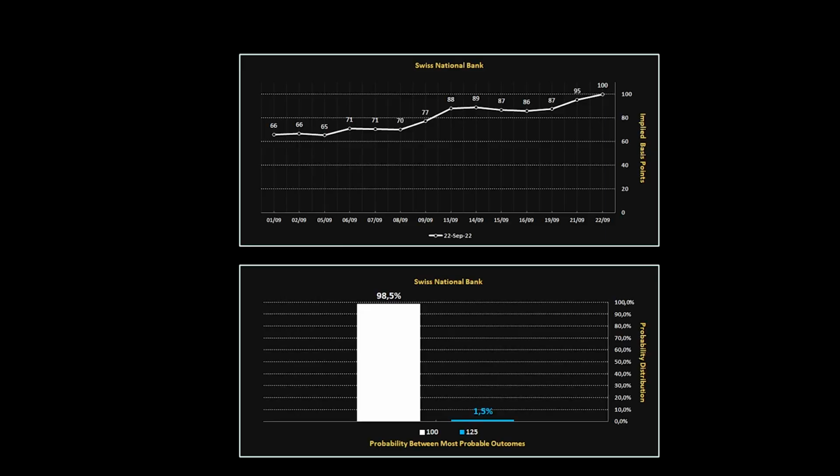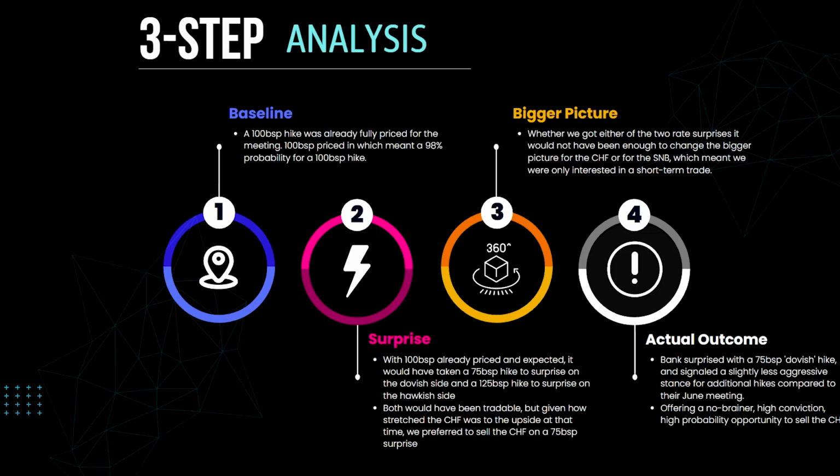Taking a look at the money market data, we can see that going into the meeting, the market was getting more and more aggressive in their expectations, pricing in 66 basis points of tightening at the start of September and moving higher and higher all the way up to 100 basis points on the day of the meeting. Now at 100 basis points, it meant that money markets were placing around a 99% chance of a 100 basis point hike.